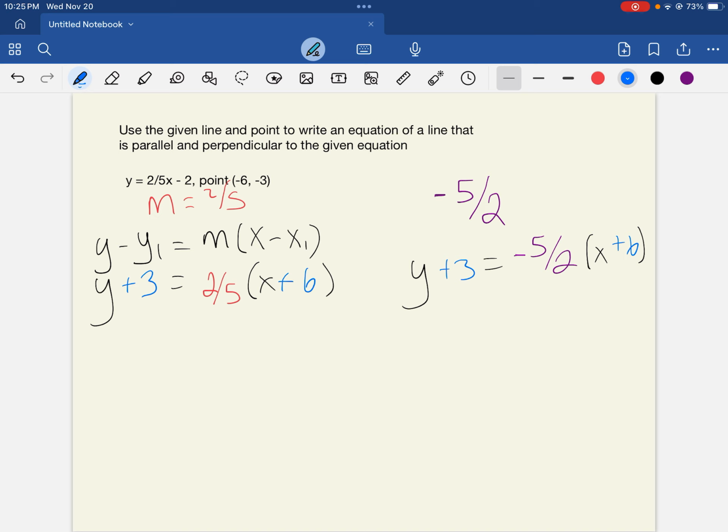So here's a couple of examples of being given an equation and writing the equation of a new line that is parallel and perpendicular through a given point.